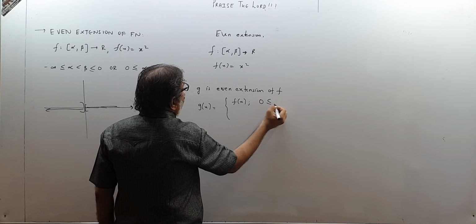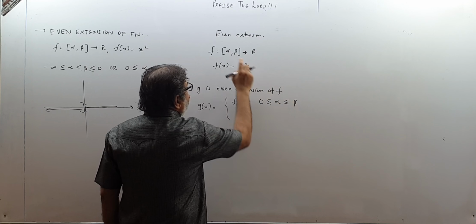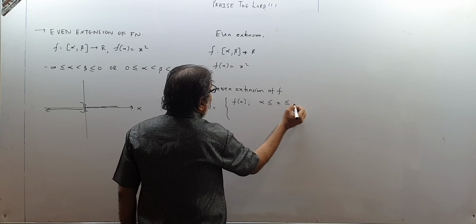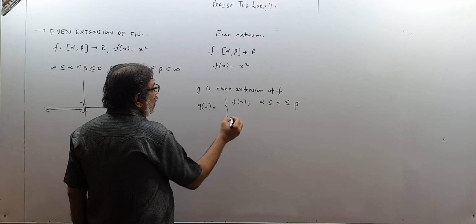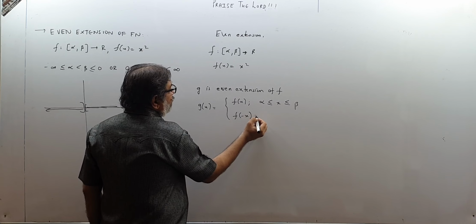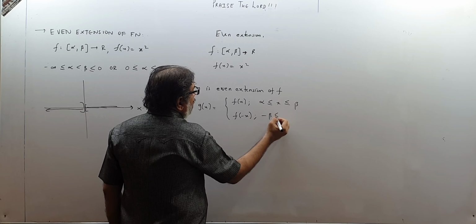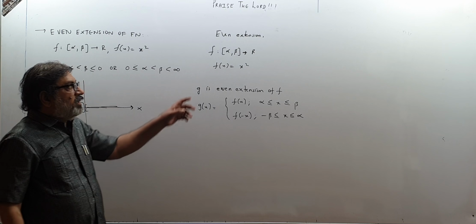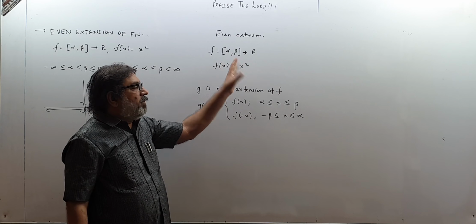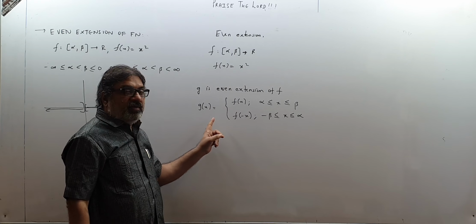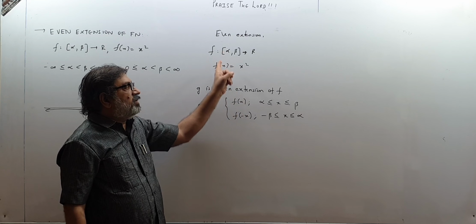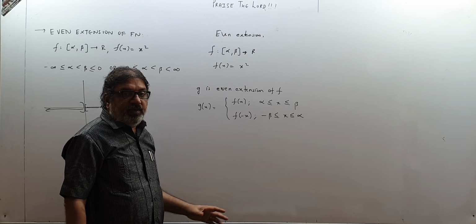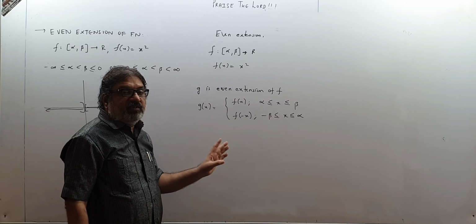g(x) will be f(x) only when 0 less than equal to alpha less than equal to beta, x lies between this. So alpha less than equal to x less than equal to beta. And it will be f of minus x when minus beta less than equal to x less than equal to minus alpha. Please understand. If f is a function from alpha beta to R, some formula may be given. Then how do I get the even extension? g(x) will be f(x) as it is, whatever it was there. x was between alpha and beta. So that will remain only. And wherever there is x, you put minus x.